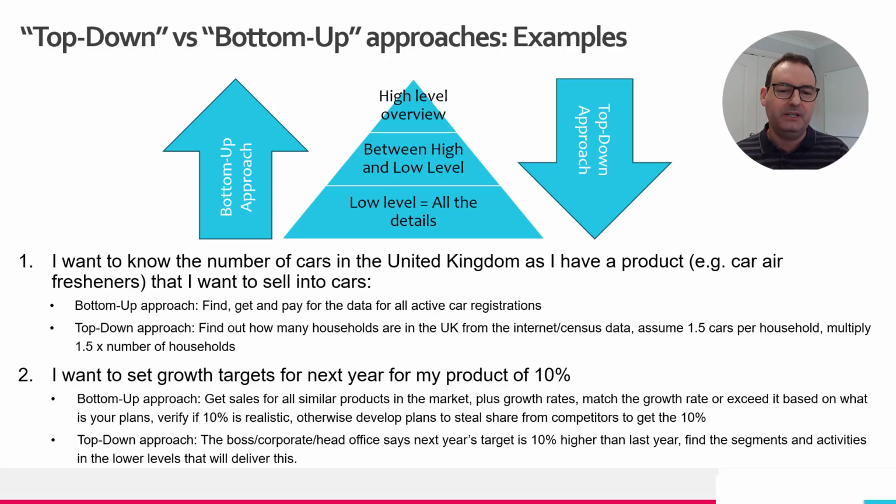A bottom-up approach would be you get sales of all similar products in the market, plus the growth rates for your products, your category, how much the category is growing, the spend in the category. You match the growth rate or exceed it based on what is in your plans. You verify if 10% is realistic. Otherwise, you develop plans to steal shares from competitors to get the 10%. So basically, you're trying to find out what is the market demand.